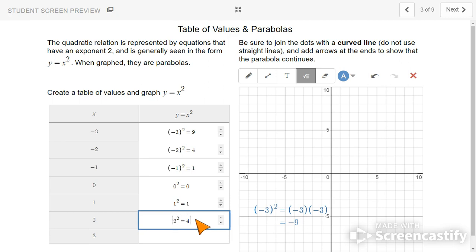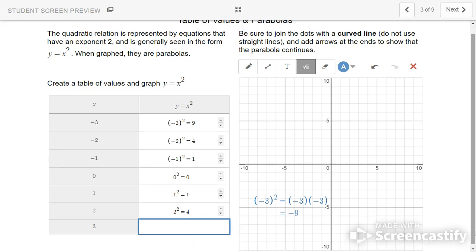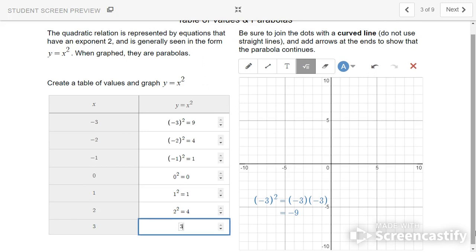2 squared is equal to 4. And finally, 3 squared is equal to 9. Let's plot all of those points into my graph. So our x and our y, just to remind you, we start at 0, we go in the x direction, and then we go in the y direction. So we're going to go -3 in the x direction, and then we go up 9 units. We're going to put our first point there.